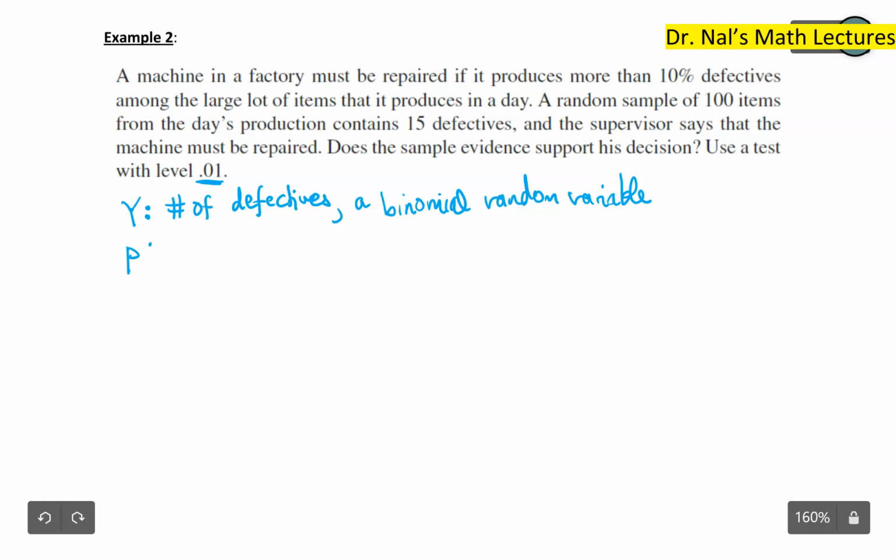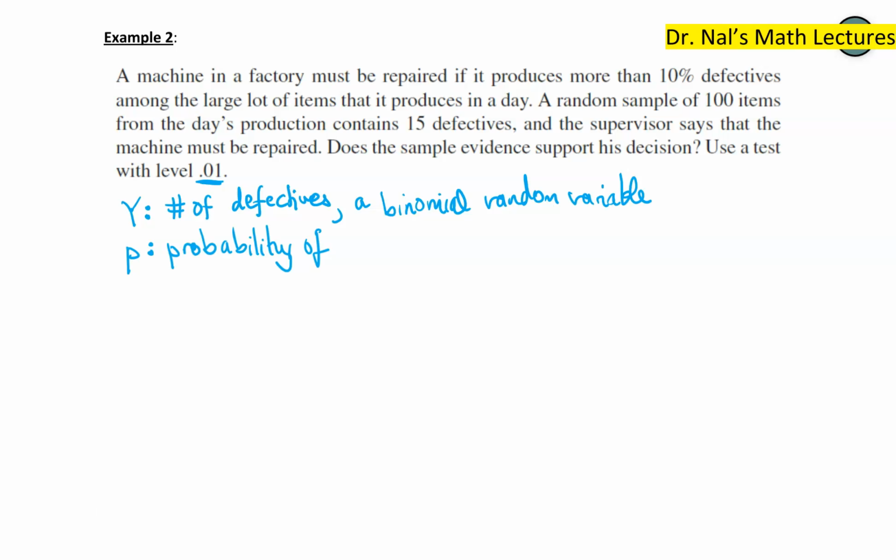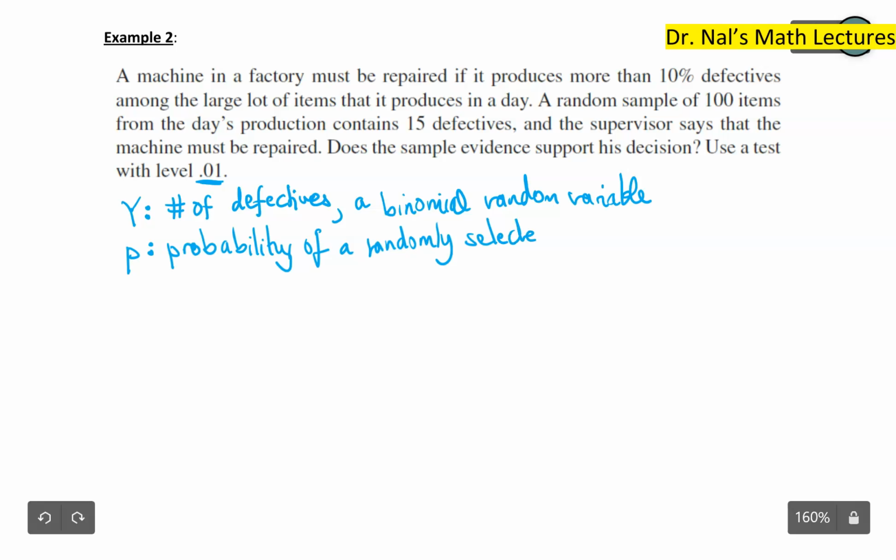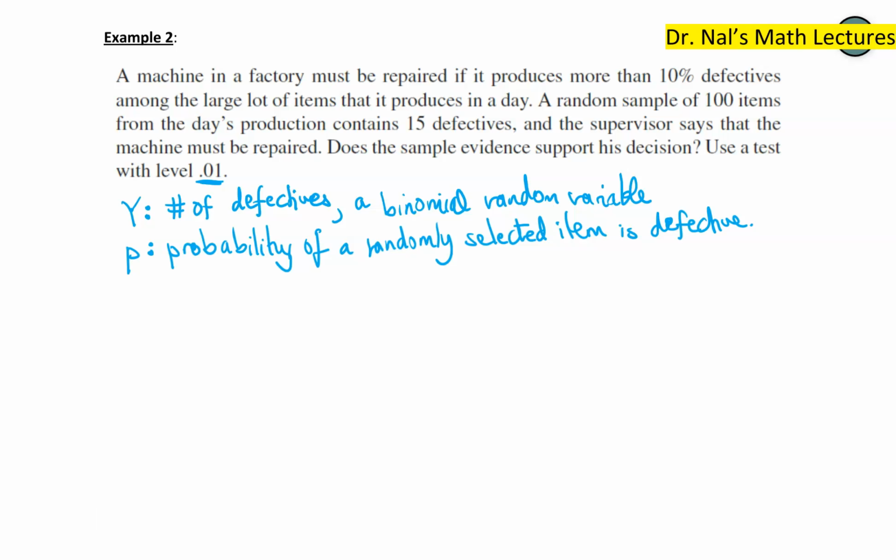So p is the probability that any randomly selected item is defective. I hope that makes sense. Okay, there you go, and that's it.